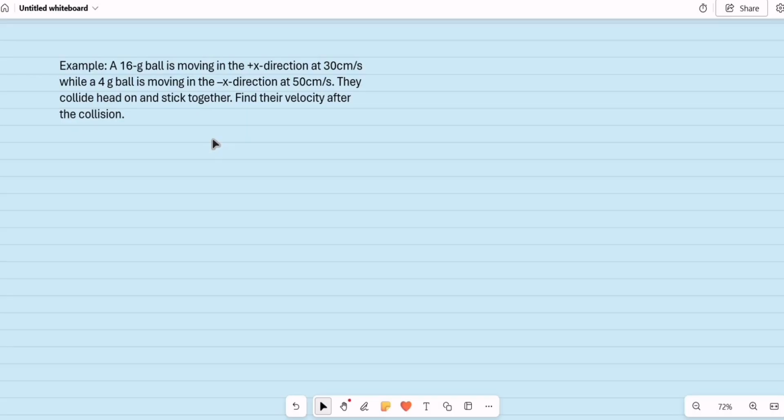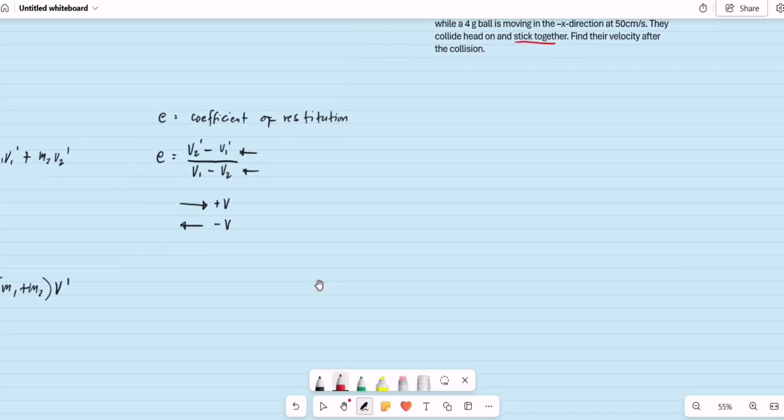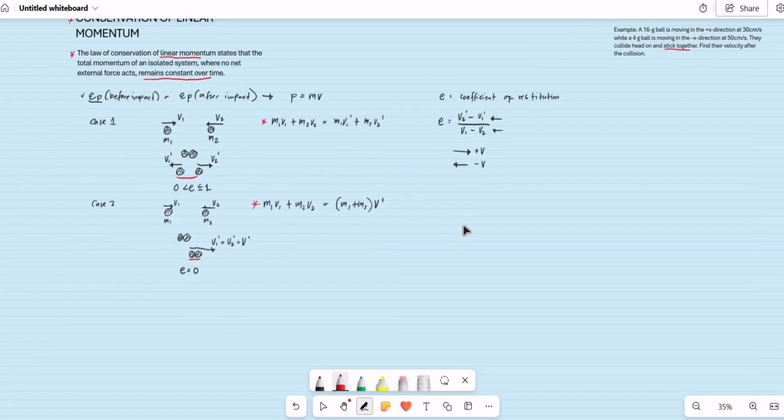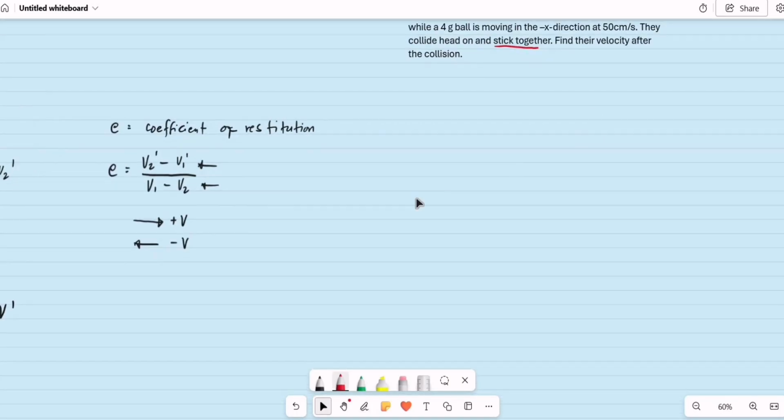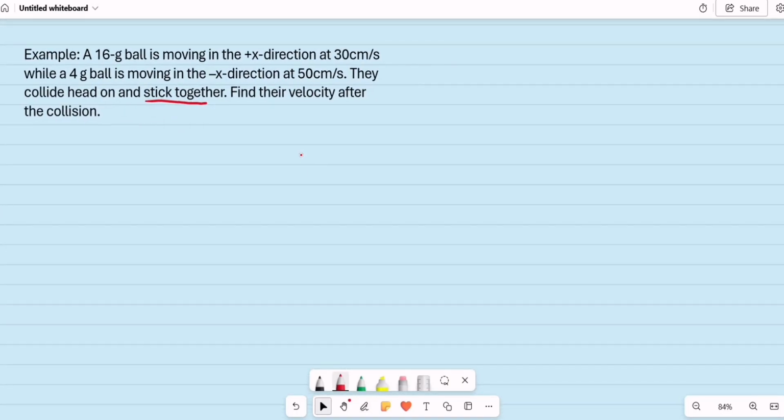So we have a 16-gram ball moving in the positive x direction at 30 centimeters per second, while a 4-gram ball is moving in the negative x direction at 50 centimeters per second. They collide head-on and stick together. Find their velocity after the collision. So obviously, that is our case number 2. Again, for case number 2, the coefficient of restitution is simply equal to 0.